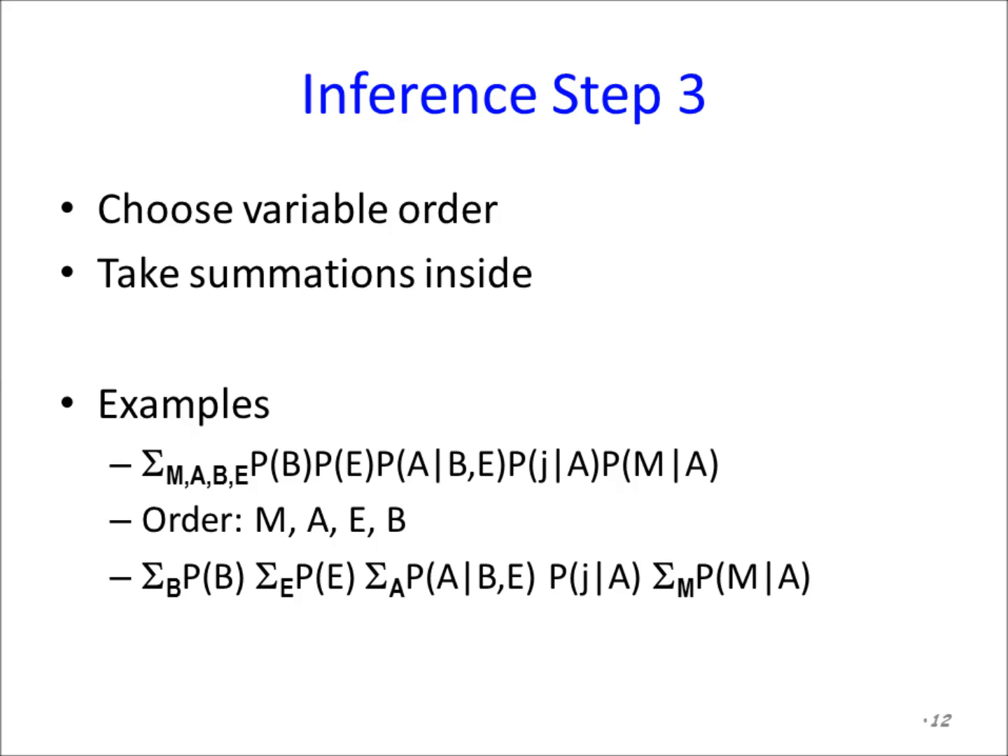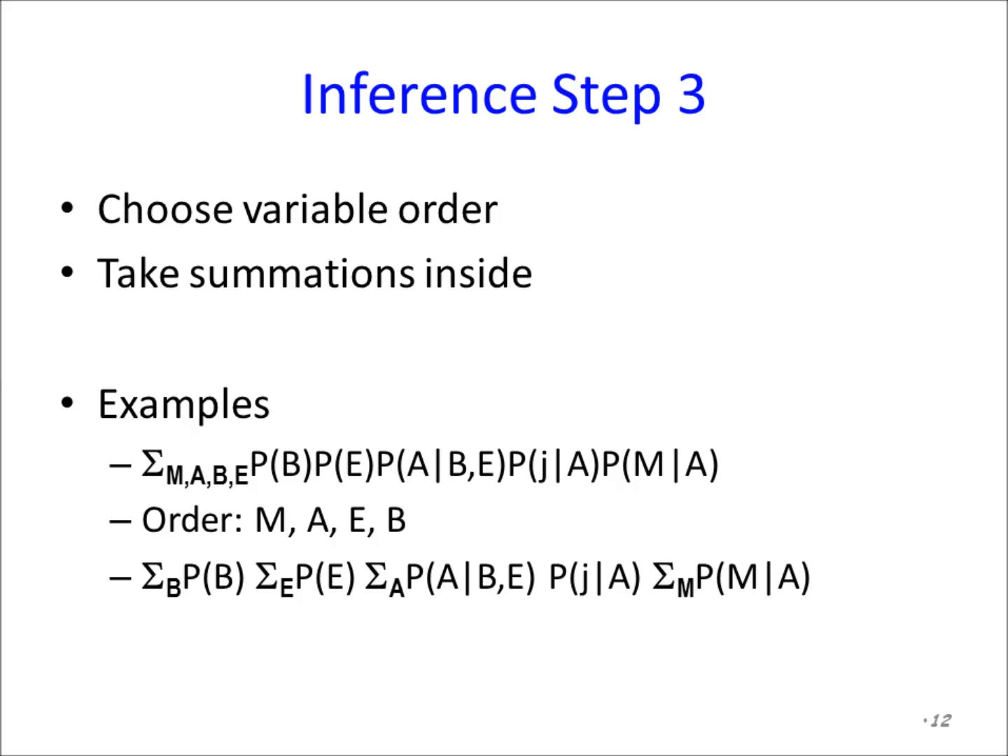For example, suppose this is what we want to compute: sum over M, A, E, B of P(B) P(E) P(A given B, E) P(J given A) P(M given A). Suppose my order is M, A, E, B. The first variable I want to eliminate is M. What are all the factors that are necessary for eliminating M? All the factors that have M in them. Only one: P(M given A). Now this will be a function of A, because this was a factor of M and A, and I eliminated M. So now it's a function of A.